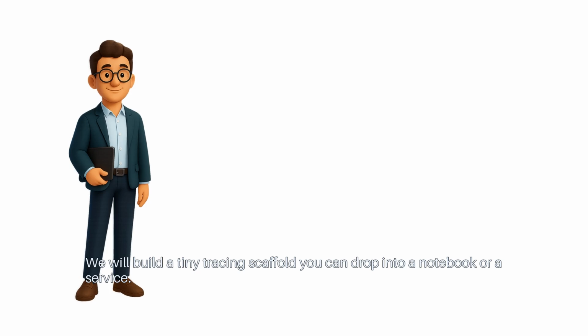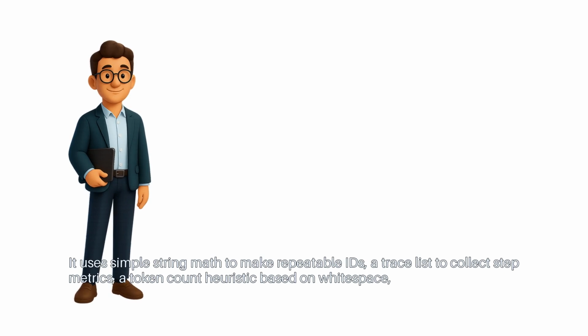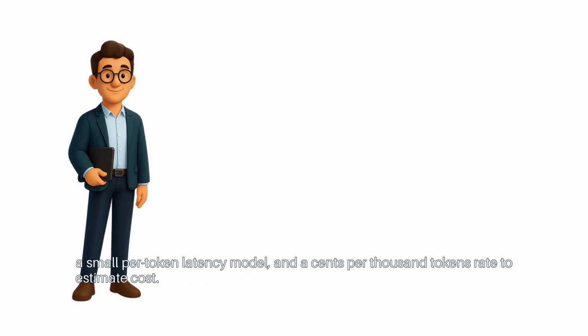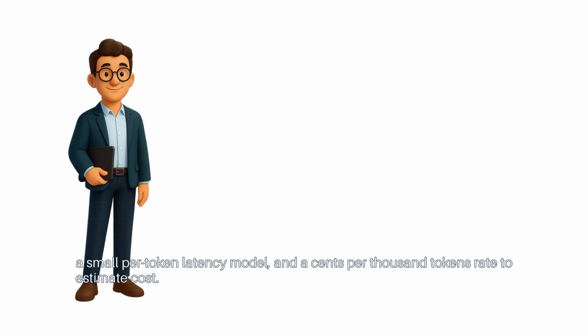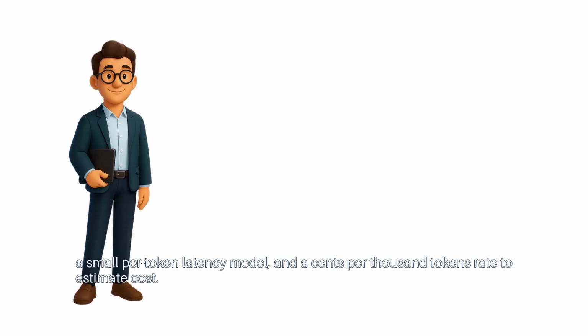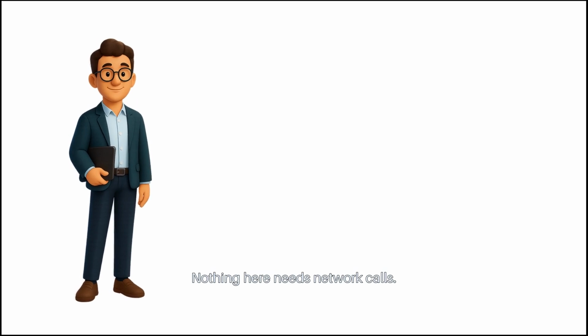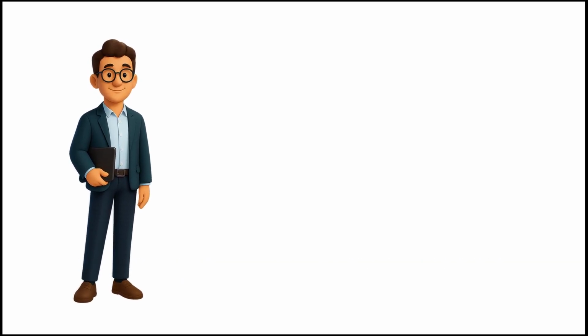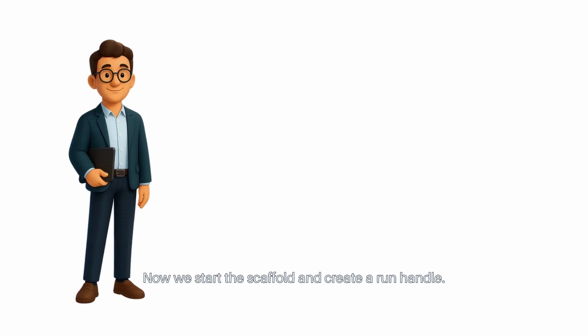We will build a tiny tracing scaffold you can drop into a notebook or a service. It uses simple string math to make repeatable IDs, a trace list to collect step metrics, a token count heuristic based on whitespace, a small per token latency model, and a cents per 1,000 tokens rate to estimate cost. Nothing here needs network calls. That makes the pattern easy to test and safe to run in CI before you wire it into real model calls. Now we start the scaffold and create a run handle.